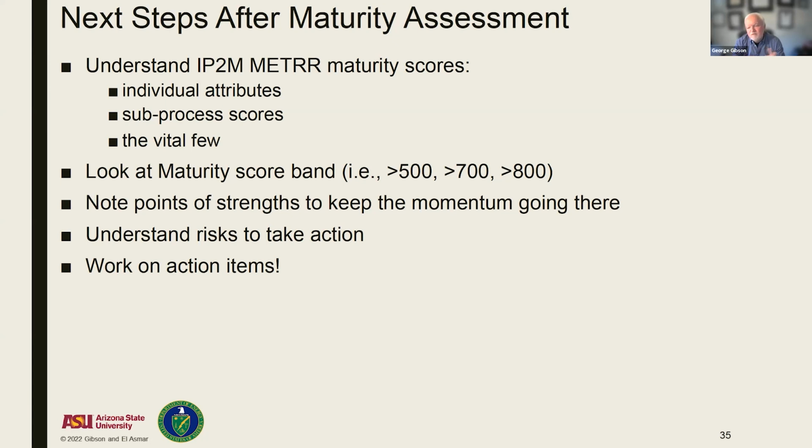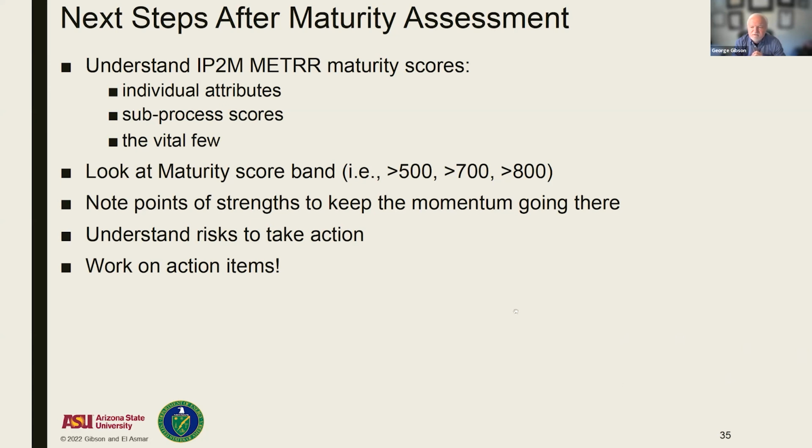Are we not integrated very well amongst the different 10 sub-processes? So it gives you an idea of places to put some emphasis. And then you just work on the action items as you move forward. So that's really kind of the steps after you do the maturity assessment and evaluate all 56 of the attributes. Again, in our example, we only looked at 1 of 10 sub-processes and 5 of 56 of the attributes.